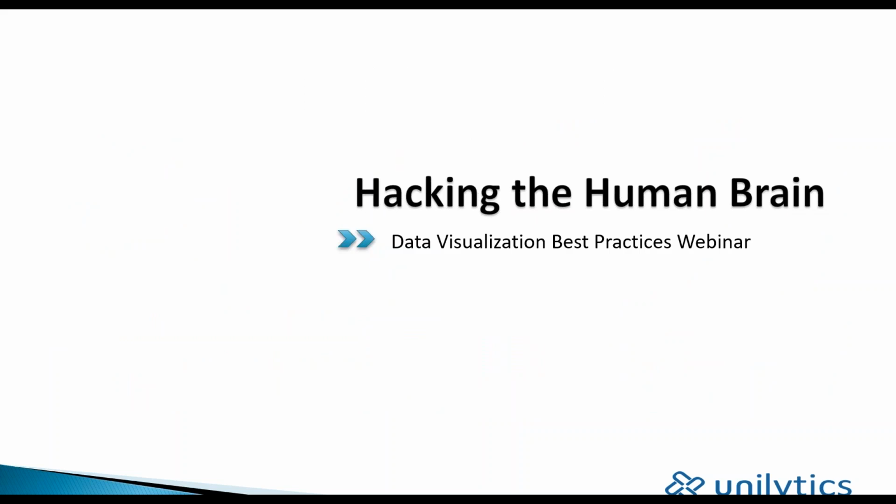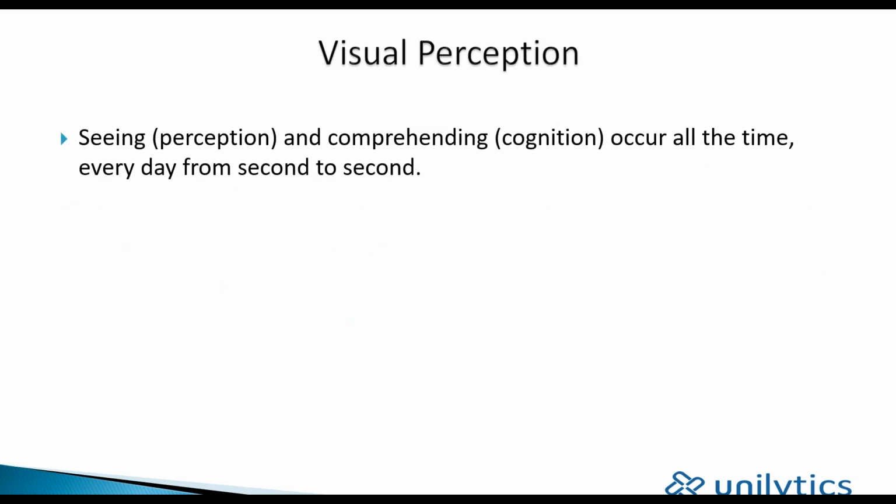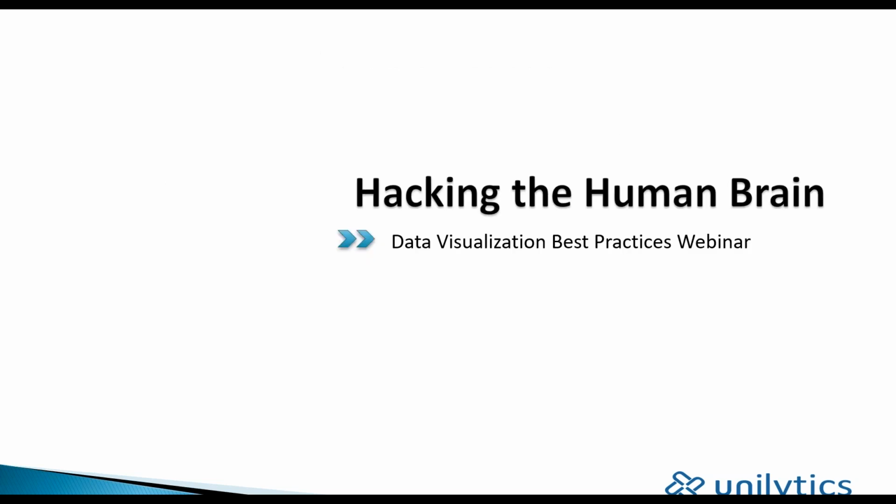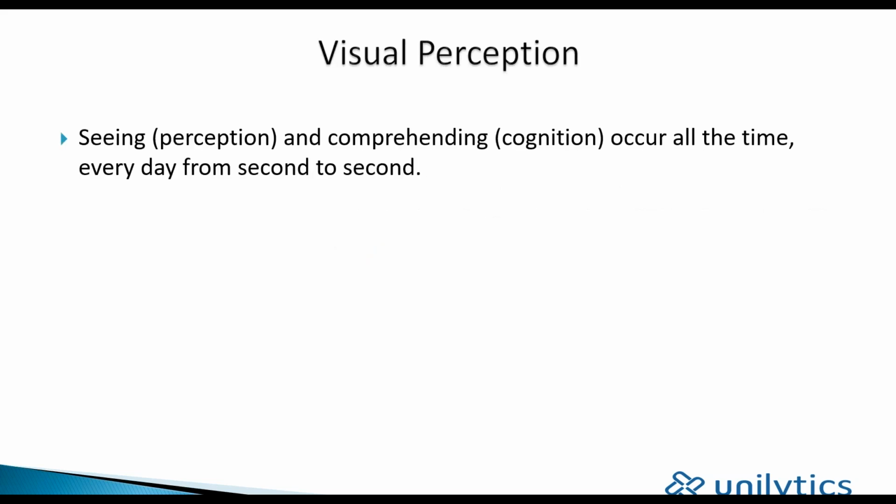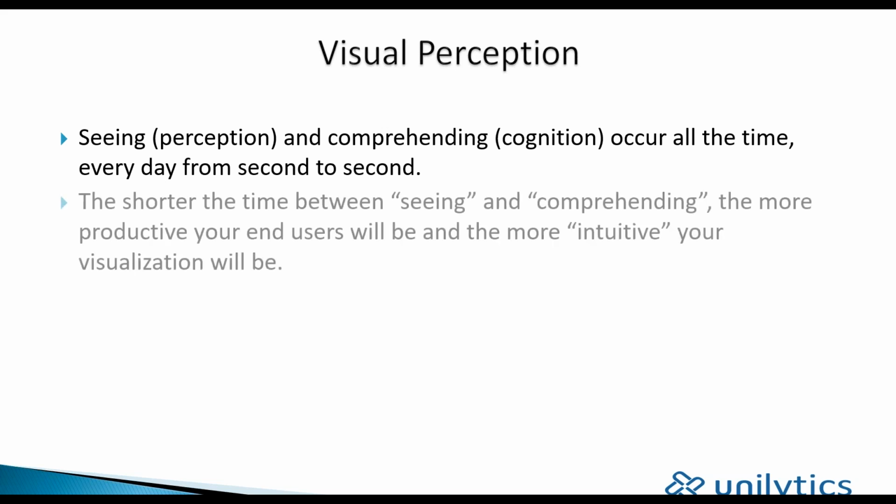So what we're going to talk about now is to show you how that applies when you're actually constructing these visuals. We're actually going to talk about how you can take those and essentially hack the human brain. And what we mean by that is take advantage of perception and get your users to understand your visuals much more quickly. Something to keep in mind, seeing, which is perception, and comprehending, which is cognition, occur all the time, every day, from second to second. As long as you're awake and your eyes are open, you are perceiving and cognition is occurring. The shorter the time between seeing and comprehending, the more productive your end users will be.